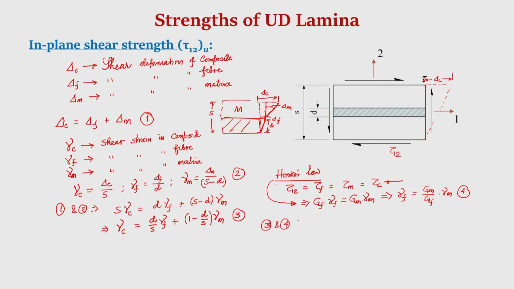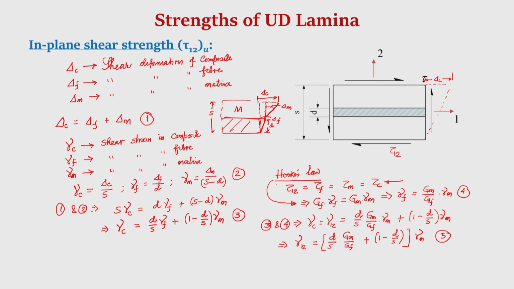Therefore, 3 and 4 implies gamma C, which is nothing but gamma 12, okay, is equal to d by S, now gamma F is equal to G M by G F into gamma M, plus 1 minus d by S gamma M. Therefore, gamma 12 is equal to d by S G M by G F plus 1 minus d by S gamma M. This is our equation number 5.